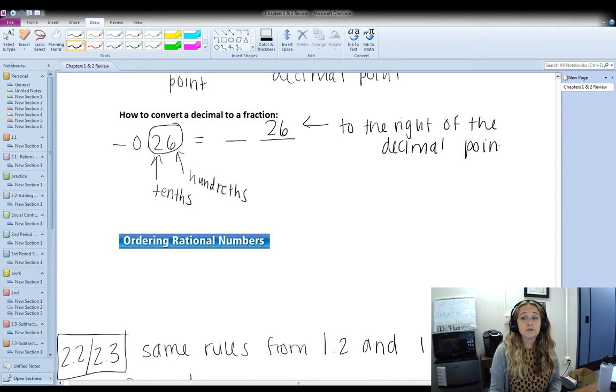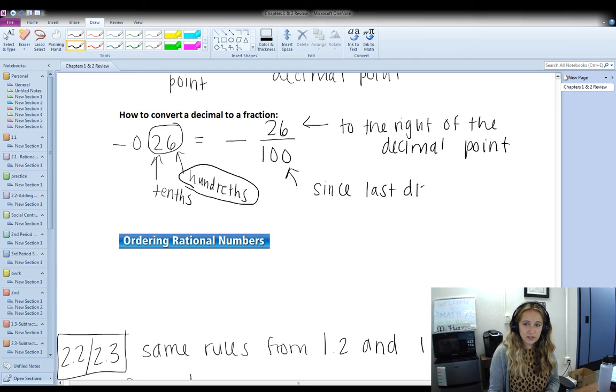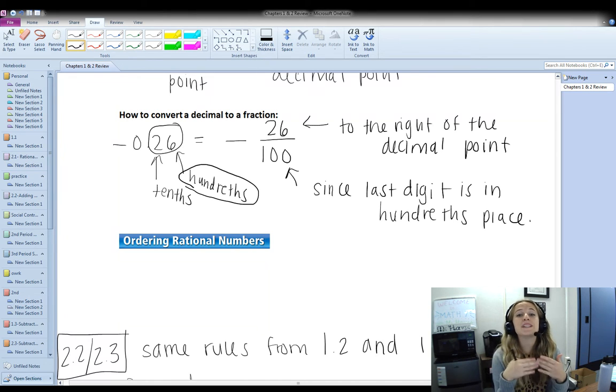So that always goes in my numerator, whatever's to the right of the decimal point. Then my denominator has to do with the place value. Since the last digit is in the hundredths place, my denominator is going to be 100. If the last digit was in the tenths place, we would put a 10 in the denominator. If the last digit was in the thousandths place, we would put 1,000.